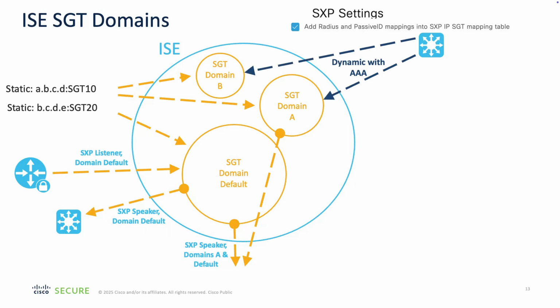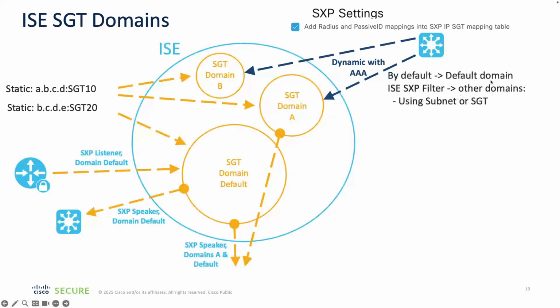Now, dynamic bindings, by dynamic, I mean you've got users and endpoints connecting to the network, authenticating with ISE. ISE is assigning them into a group with an SGT. And this IP to SGT is placed into a domain. They are placed into the default domain by default, but you can use SXP filters to put them in whichever domains you wish.